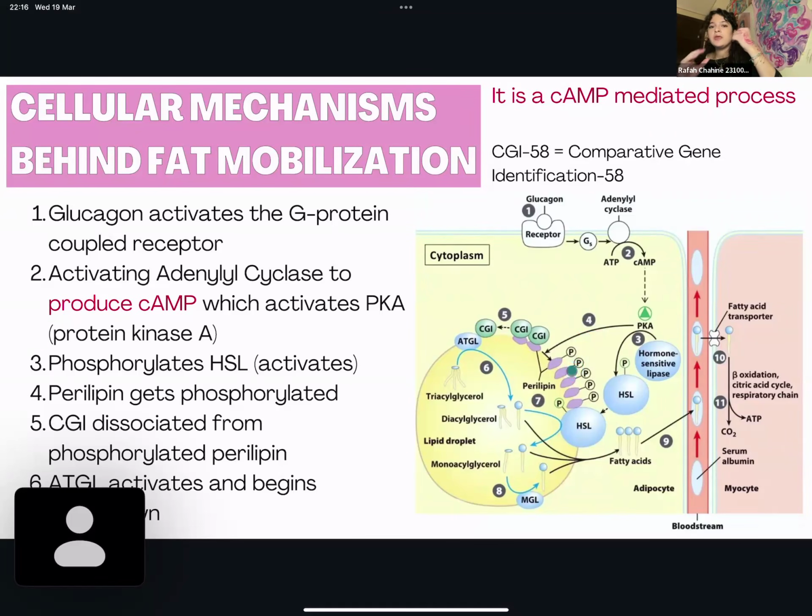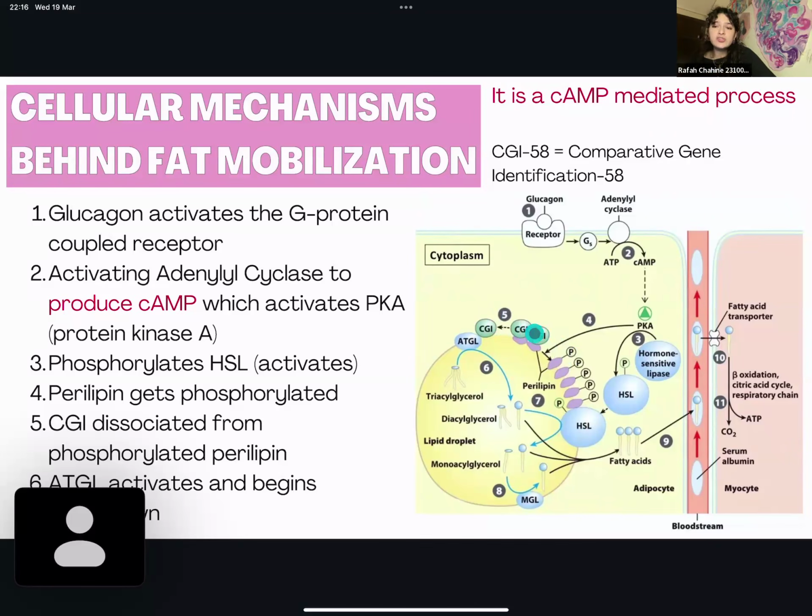Now, perilipin is this protein that is actually associated or attached to CGI. Now, this is CGI, but this is also CGI. You don't really need to know this entire name. I just put it here for the sake of completion. I didn't even know this is what it stood for until 2 days ago. But that's besides the point. PKA is going to phosphorylate perilipin. When perilipin gets phosphorylated, it no longer has the capacity to hold CGI.